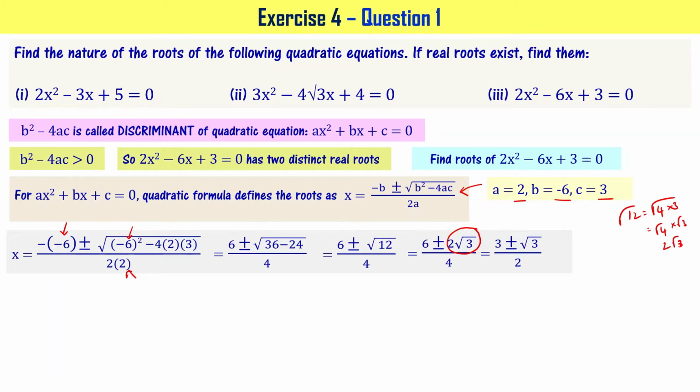Now you see here 6 is an even number, here 2 is an even number, and here 4 is an even number, right? I can cancel everything, meaning I can divide everything by the number 2.